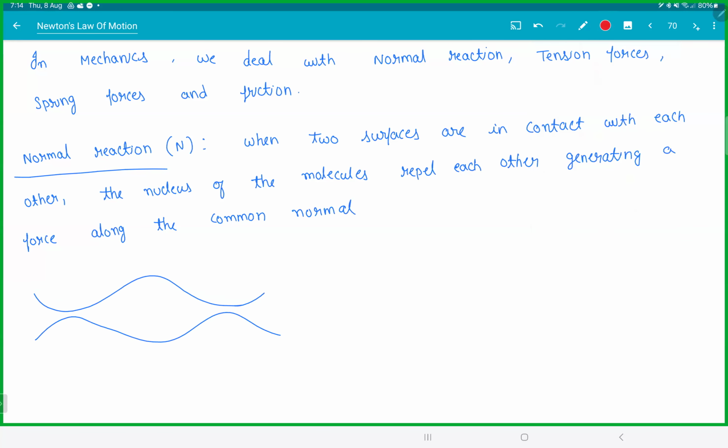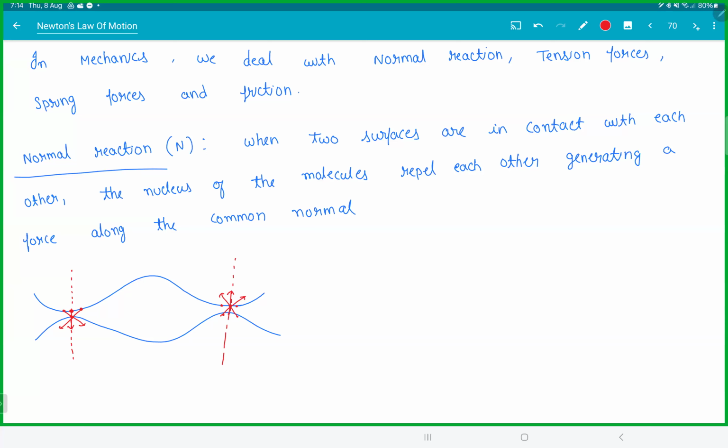Now you need to understand, even though the molecule is, so what you call neutral, if you look at the nucleus, it is nothing but a positive charge. So they repel each other. One more nucleus will repel each other. This molecule repels this one. So if you see, because of this repulsion, you get a force along the common normal. So this repels here, this repels here, this repels here.